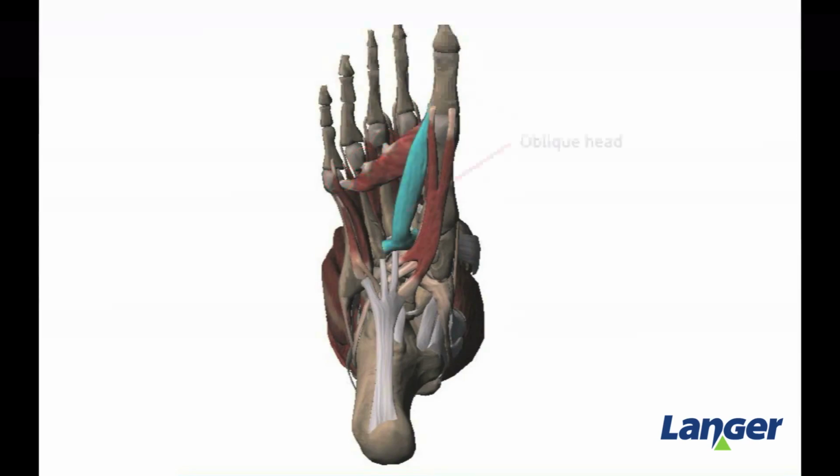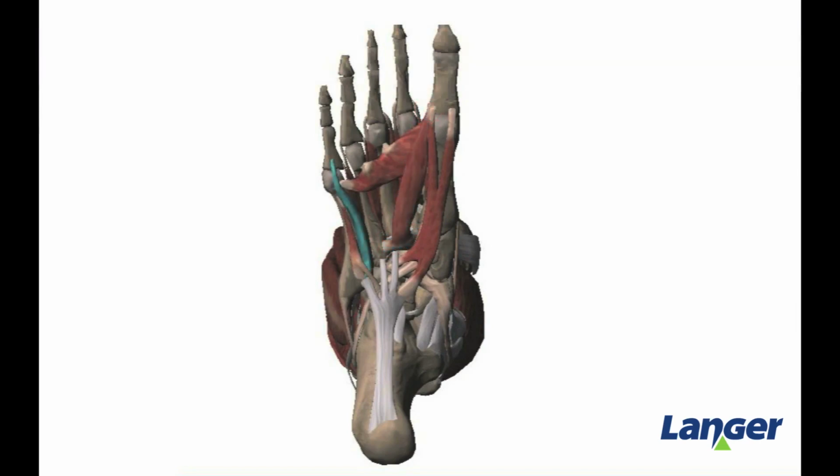The oblique head originates both on the base of the metatarsals 2 to 4 and also on the peroneus longus tendon. The insertion point is on the base of the proximal phalanx. The function of the adductor hallucis muscle is to adduct the great toe.